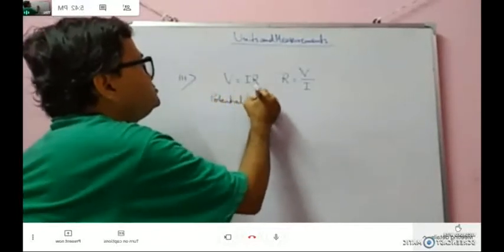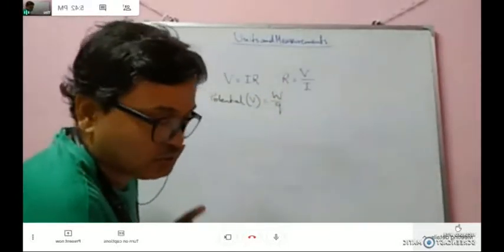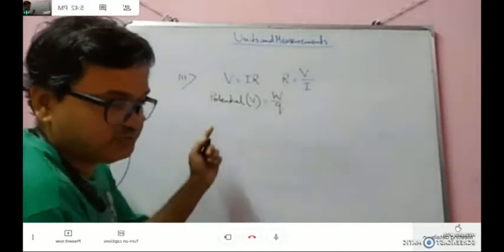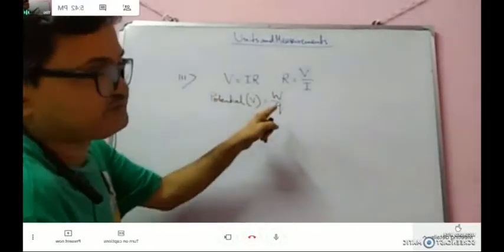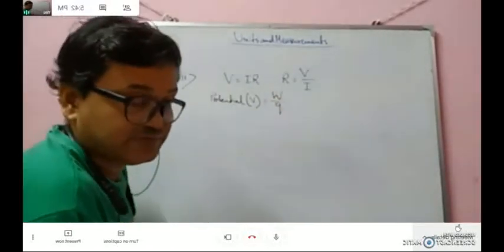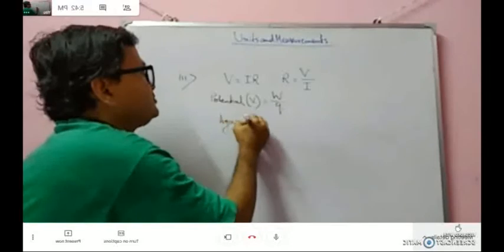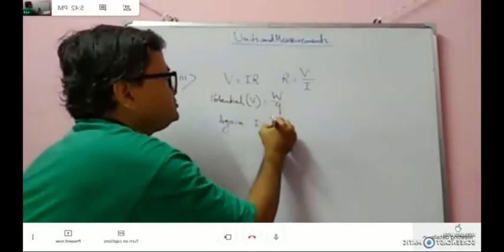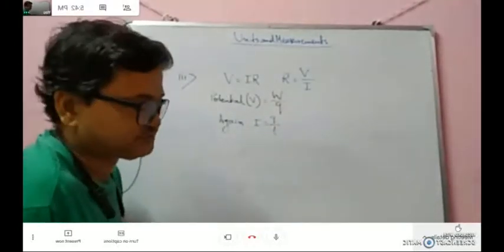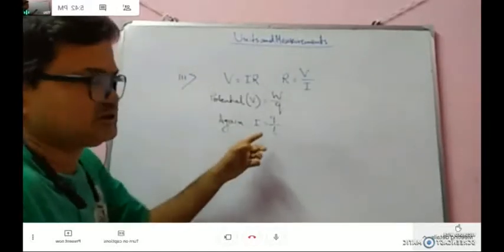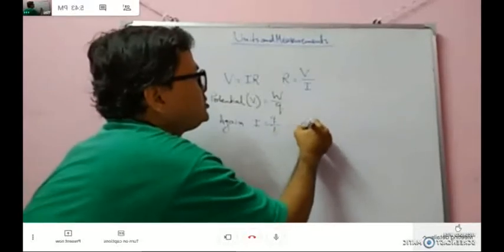So potential V equal to W by Q, where W is the work done and Q is the charge. Actually, potential is defined as work done per unit charge. So let us put the dimension of work done and charge. But what is the dimension of charge? Wait. Again, I equal to Q by t, because we know that current is the rate of flow of charge. So if current is the rate of flow of charge, then very easy to understand, I equal to Q by t. Therefore, what is Q? Q equal to I t.